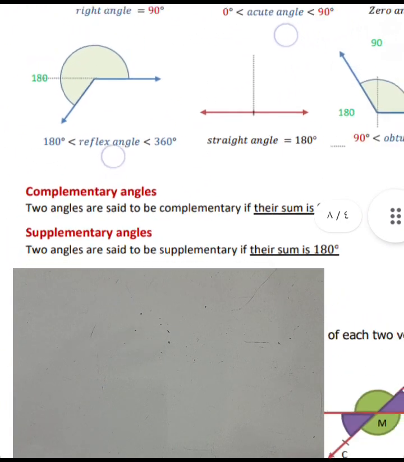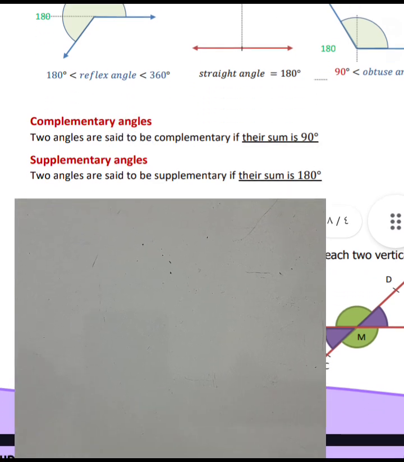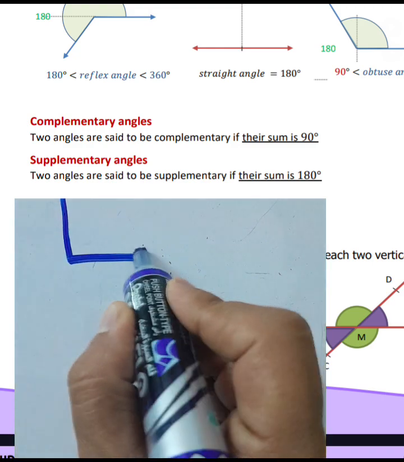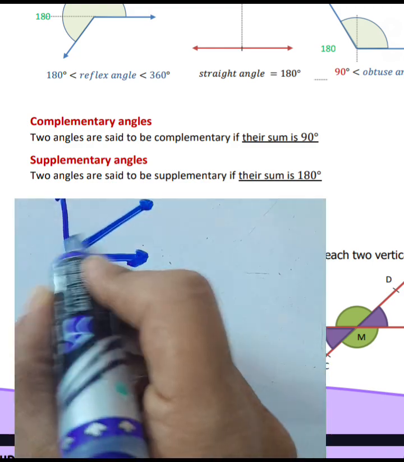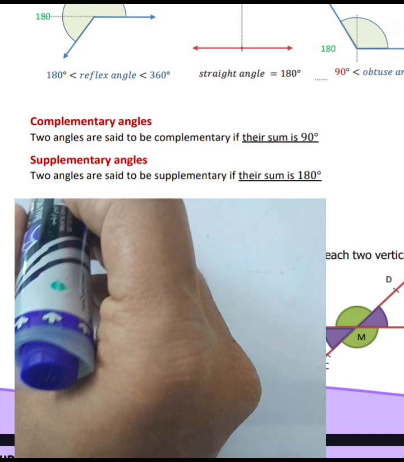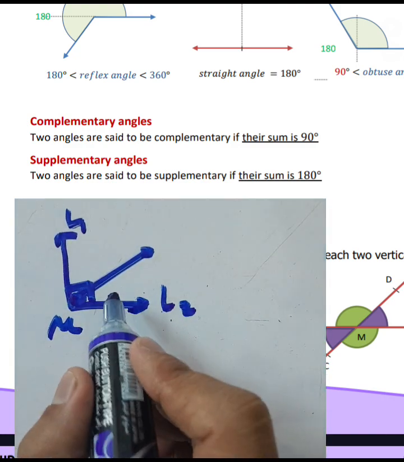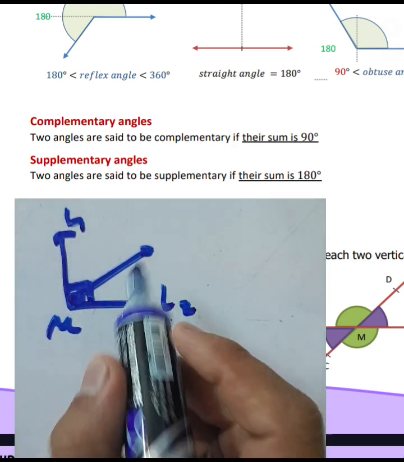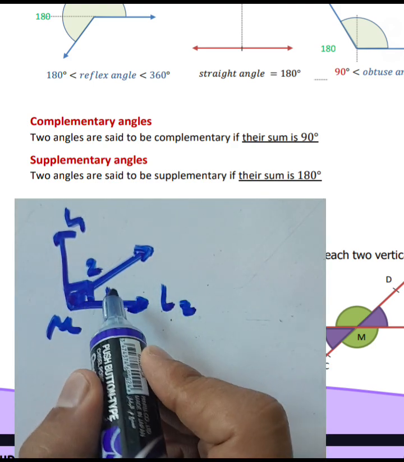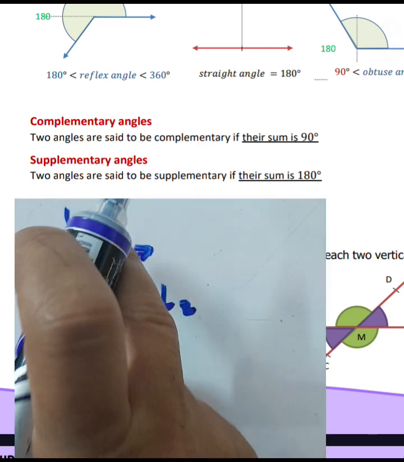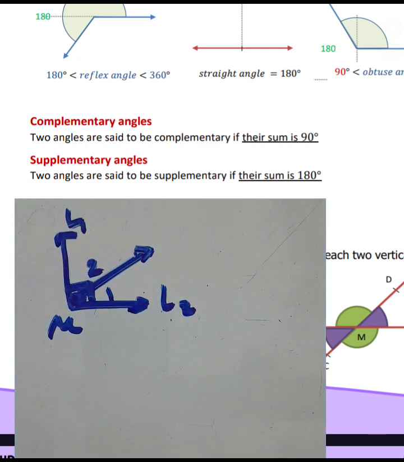Complementary angles. What about complementary and supplementary? Two angles are said to be complementary if their sum is 90 degrees. We call it a complementary angle when a straight line is perpendicular to L1 and L2 at the point M. Then the measure of angle M equals 90 degrees. Then the measure of angle 1 plus the measure of angle 2 equals 90 degrees. We call them complementary angles.